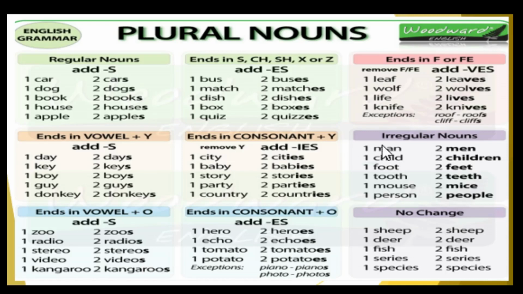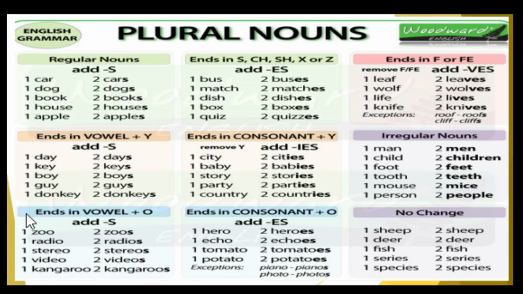We have irregular nouns. Why irregular nouns? Because it changes their spelling. For example, man, men, child, children, foot, feet, tooth, teeth, mouse, mice, person, people.